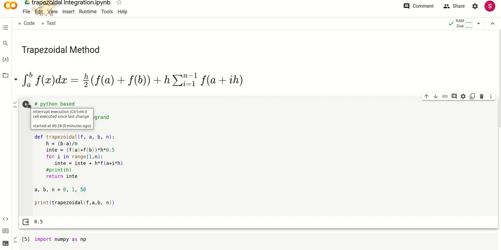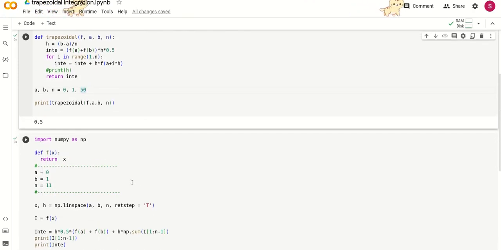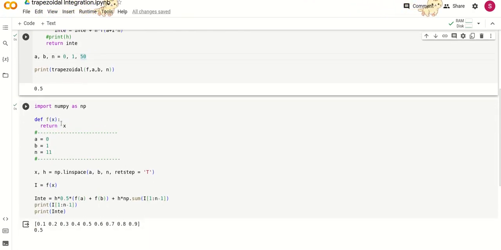I am running this, and therefore the integrand, the value of the integral is 0.5 because the integral of x is x square by 2, from 0 to 1, that means half. Very simple and straightforward, and you can increase the number of points. Now we can also use NumPy like this way.